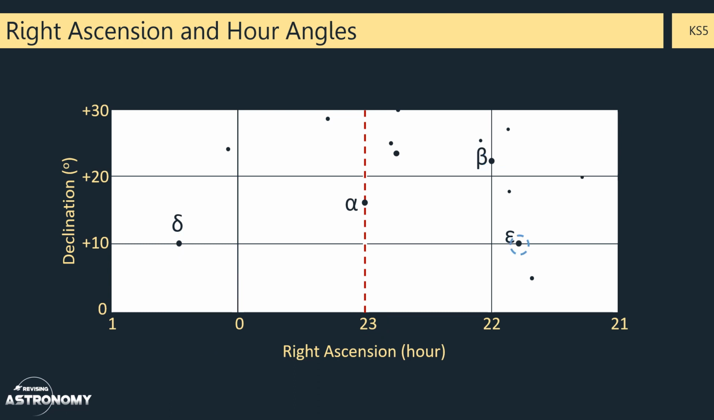And finally, epsilon, star epsilon over here. So again, drawing our line down, I reckon that is around about 2150, much closer to the 22 side. So it has a right ascension of 2150, and the time between there, well, that will be 1 hour and 10 minutes, and that will be positive because you can see there it's already past the meridian.